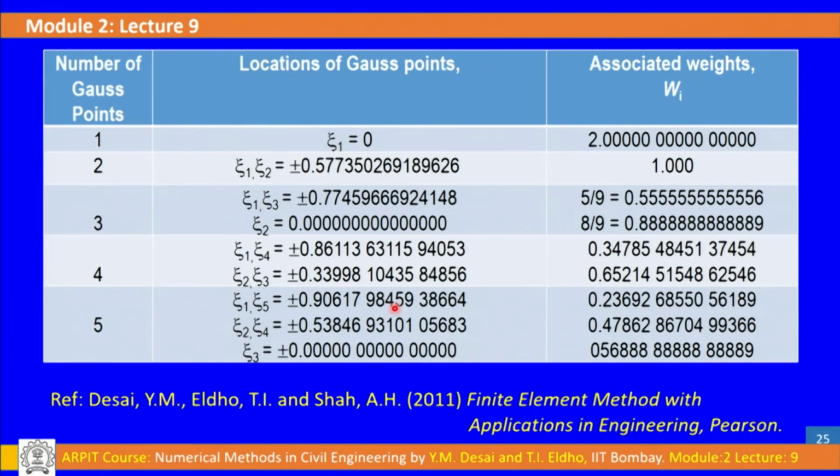1 over square root 3 is this value over here, 0.57735, etc. If you talk about 3 Gauss points, 0.77459, etc. is nothing but square root 0.6. So, these values are very easy to remember. We find the value of function at these specific points in our normalized domain and multiply it by the associated weights, and we have a very nice elegant expression for doing integration numerically.